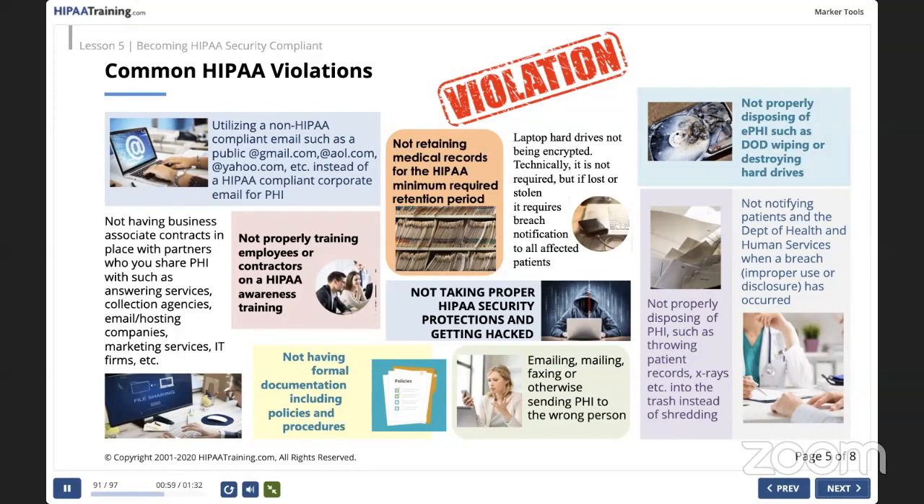Not taking proper HIPAA security protections and getting hacked. Emailing, mailing, faxing, or otherwise sending PHI to the wrong person. Not properly disposing of EPHI, such as DoD wiping or destroying hard drives. Not properly disposing of PHI, such as throwing patient records, x-rays, etc., into the trash instead of shredding. Not notifying patients and the Department of Health and Human Services when a breach, improper use, or disclosure has occurred.